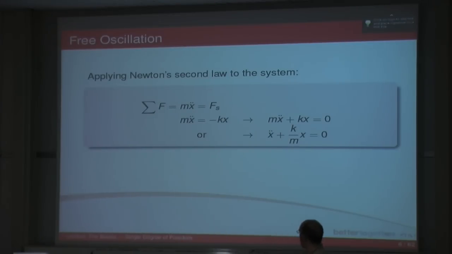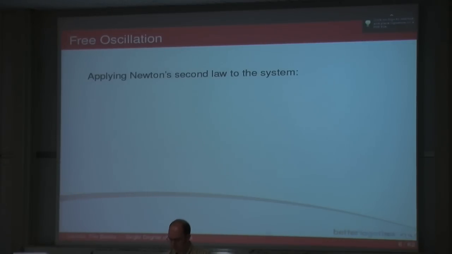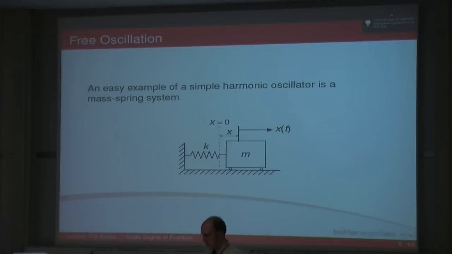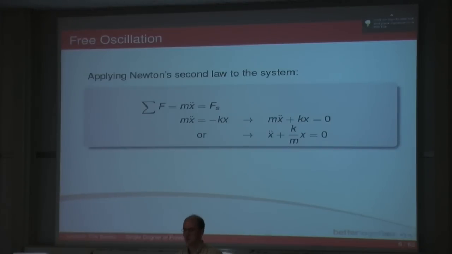So Newton's second law: the sum of all the forces is mass times acceleration, here denoted by mx double dot. And all the forces being applied, well, there's only one force being applied to that mass, it's the spring force. It opposes motion, so it's minus kx. mx double dot equals minus kx.